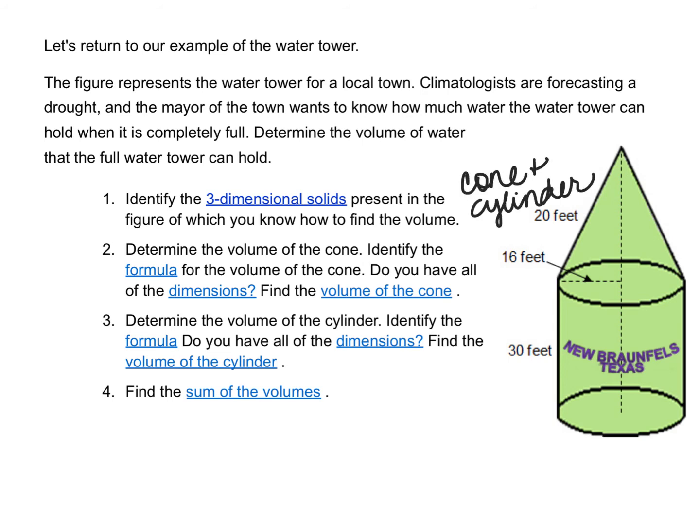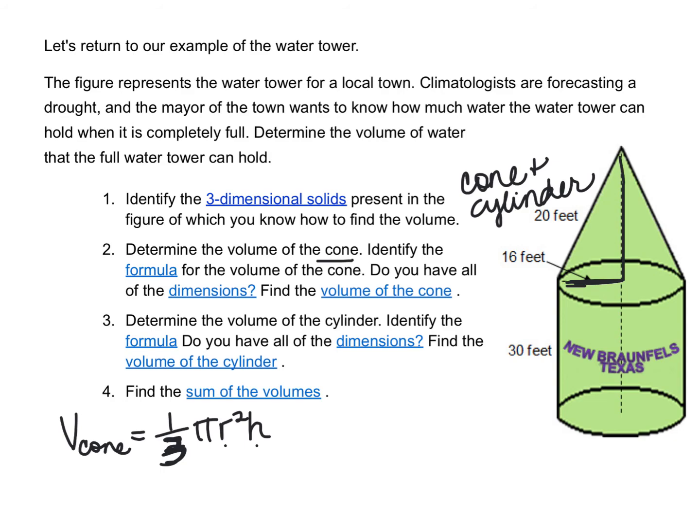All right, we're going to determine the volume of the cone. Identify the formula for the volume of a cone. All right, my formula for the volume of the cone is 1/3 pi r squared h. So we need our radius and our height. We have the radius and we don't have the height, so we're going to have to find that.